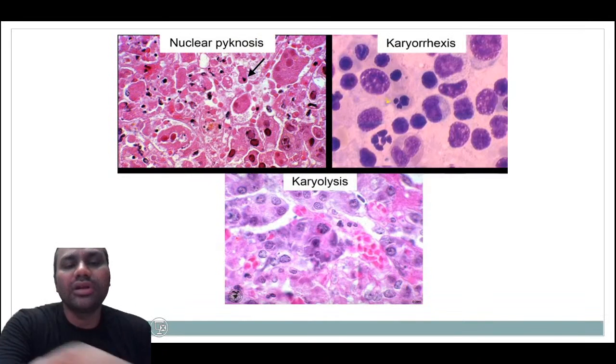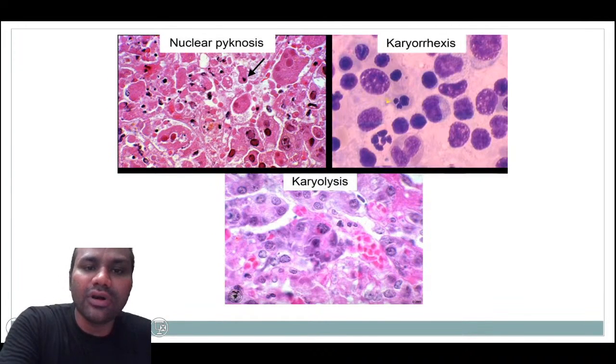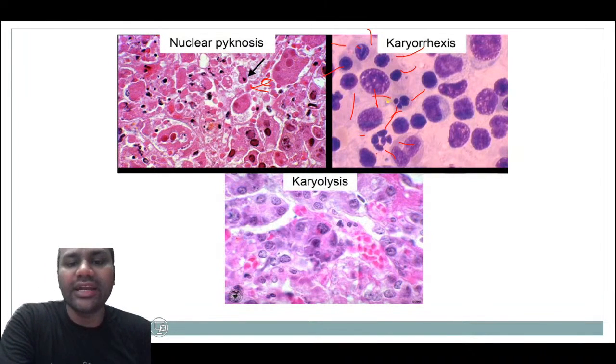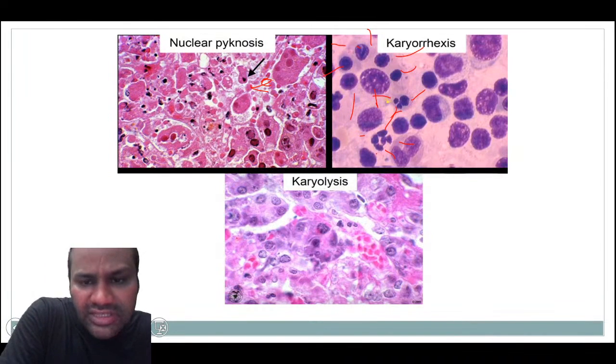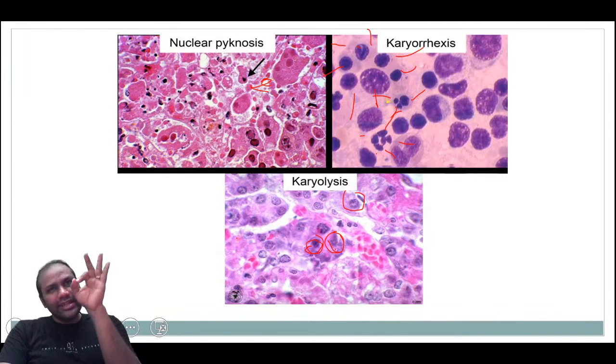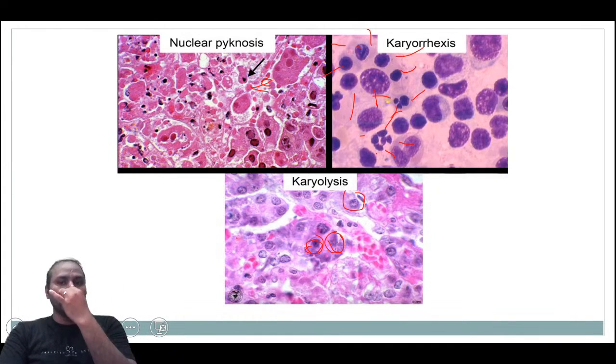So this is all about nuclear pyknosis, where the nucleus shows shrinkage. In karyorrhexis, there is fragmentation of the nucleus, so the nucleus has been broken into different pieces, like here, here, and here. And karyolysis is fading of the nucleus. This nucleus is a clear one, but here the nuclei are undergoing fading, becoming less basophilic.